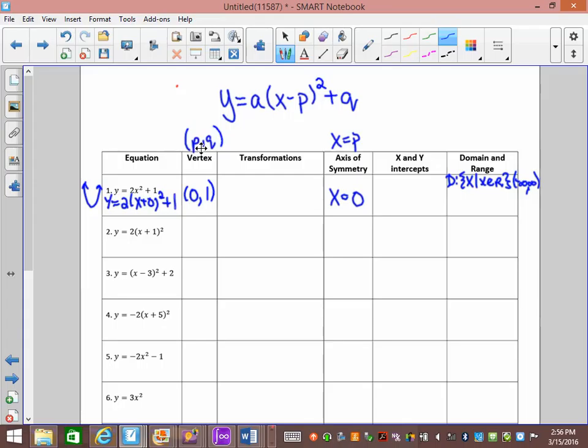So we know that our range is going to be y such that y is greater than or equal to 1, because I can't go any lower than 1. 1 is the minimum I can go. The rest of my graph is higher than that. The range is what values of y exist on this graph. Well, 1 or higher, because there is no graph below 1.